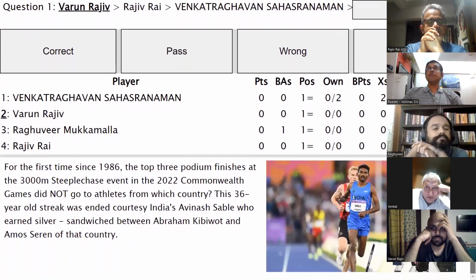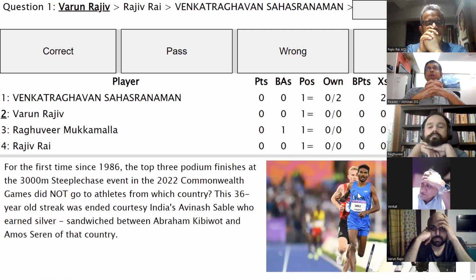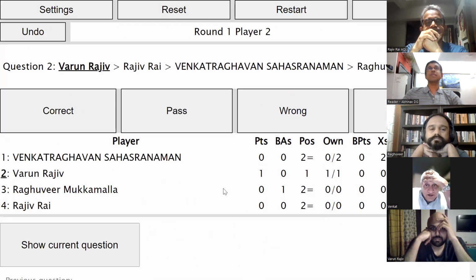Okay, Varun. For the first time since 1986, the top three podium finishes at the 3,000 meter steeplechase event at the Commonwealth Games did not go to athletes from which country? This 36-year-old streak was ended courtesy India's Avinash Sable, who earns silver, sandwiched between Abraham Kibiwott and Amos Serem of that country. Kenya. Kenya is correct, of course.